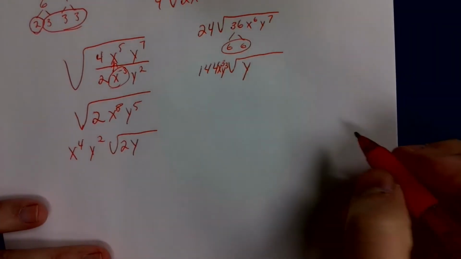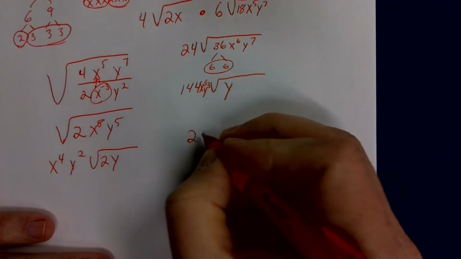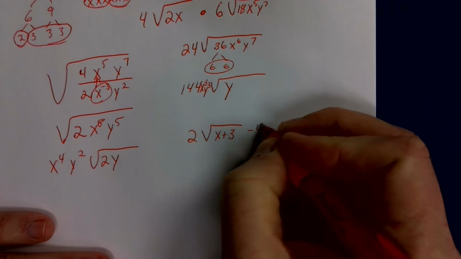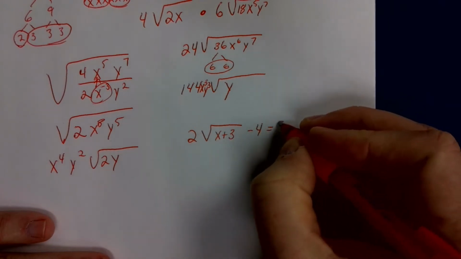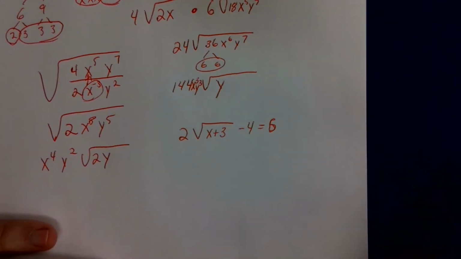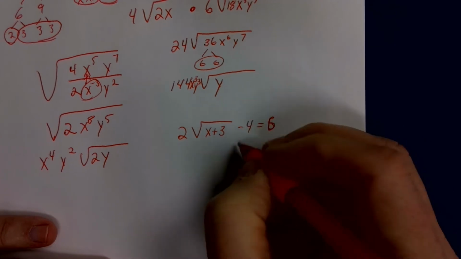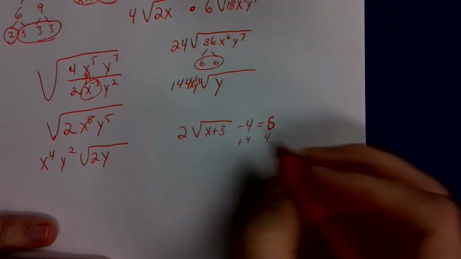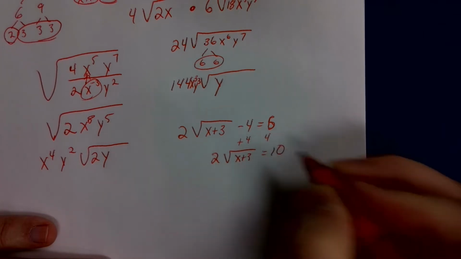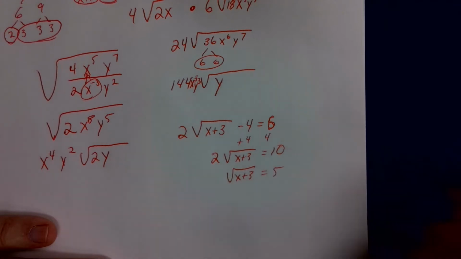Then we'd have to solve some equations. When I solve some equations, it might look something like this. 2 times the square root of x plus 3 minus 4 equals, let's say, 5. Nope, let's make it 6 so that we can have an easier number. So I'm trying to solve this equation for x. Step number 1, I'd add 4 to both sides, and now I get 2 square roots of x plus 3 equals 10. Divide by 2, and I get the square root of x plus 3 equals 5.